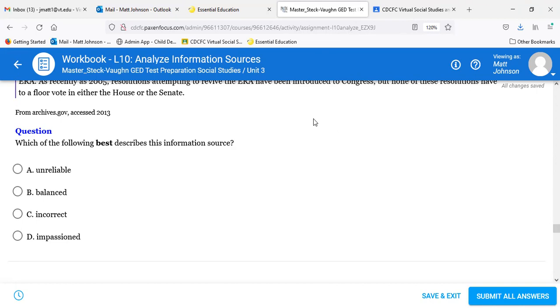A, unreliable. B, balanced. C, incorrect. D, impassioned. B, it's fairly balanced, right? There's not a lot of biased language in there. It doesn't use a lot of adjectives or adverbs that are going to skew things. It's a fairly impartial, balanced representation of the facts. So that's pretty reliable there. So B, balanced.